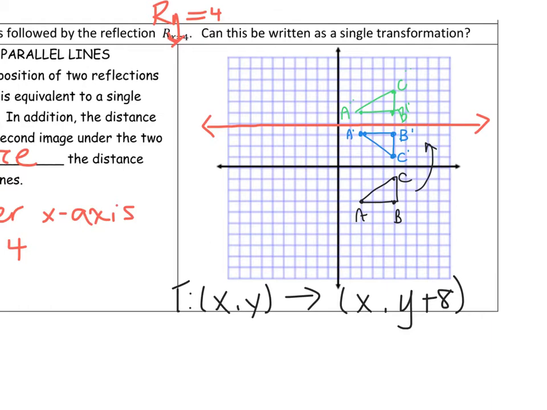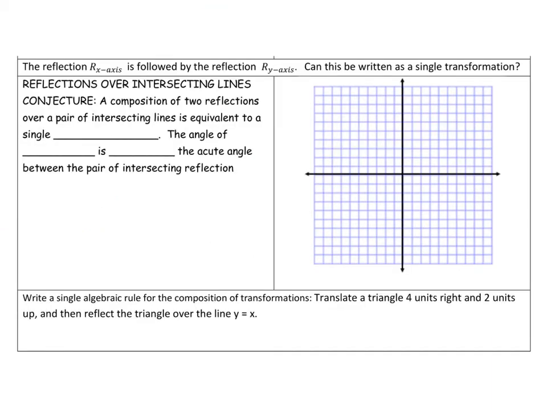Okay, let's take a look at the second. So a reflection over the x-axis is followed by a reflection over the y-axis. Can this be written as a single transformation? So here's our conjecture, reflections over intersecting lines conjecture.